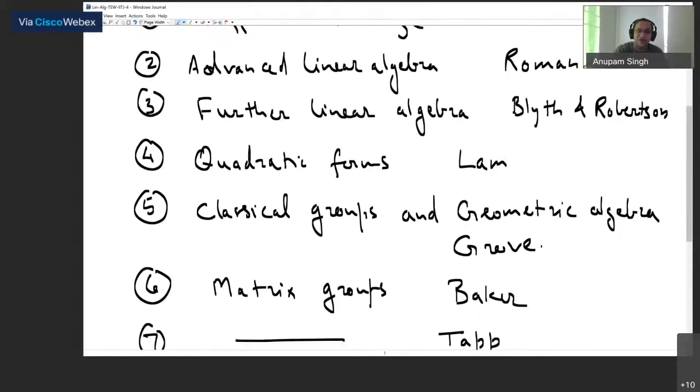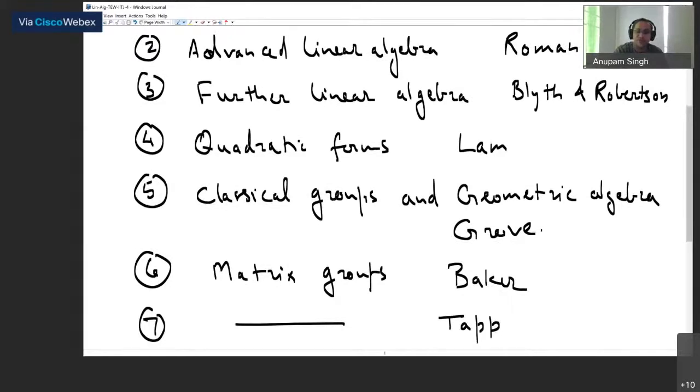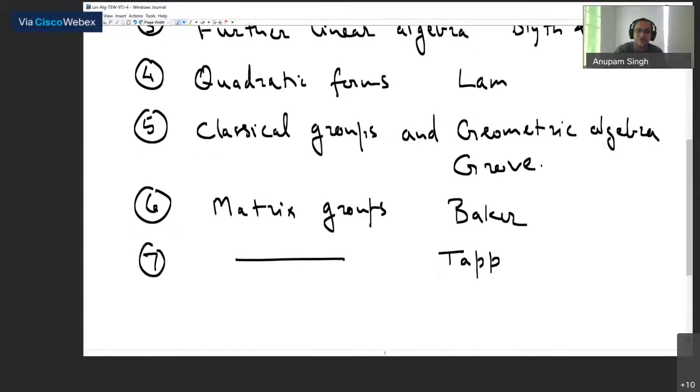If you are more interested in matrix groups, going in the direction of Lie groups or something like that, you can look at these 2 books, which are quite interesting. They have similar titles, Matrix Groups, by Baker and another book by Tapp. So yeah, you can look at some of these books.